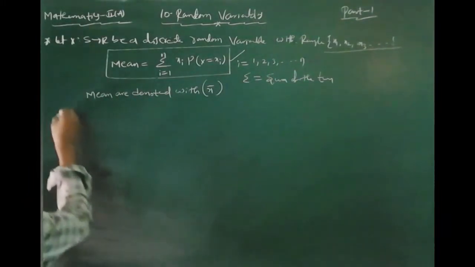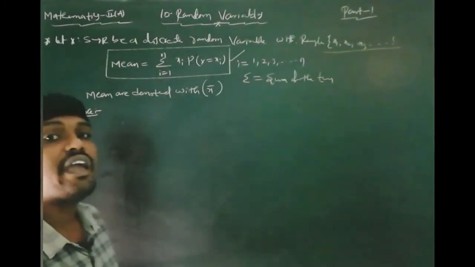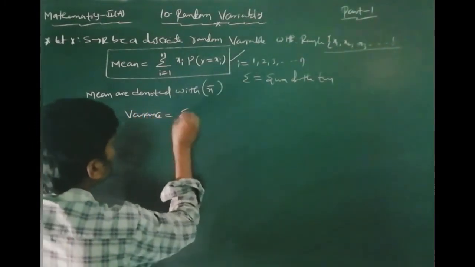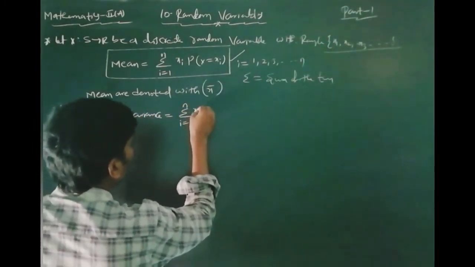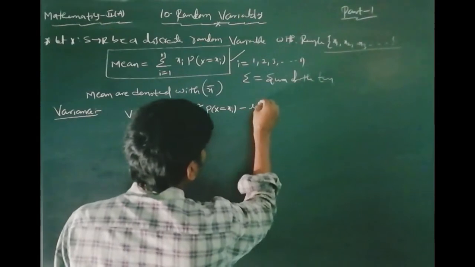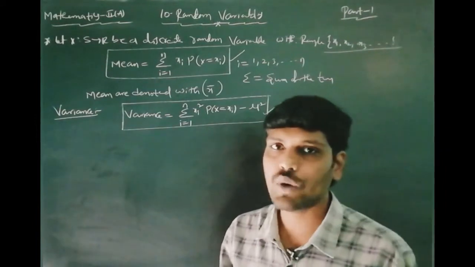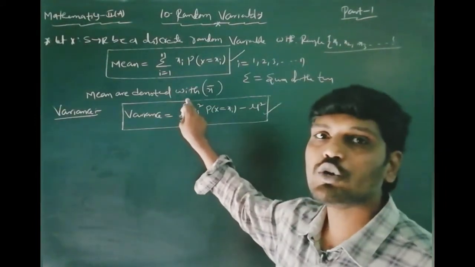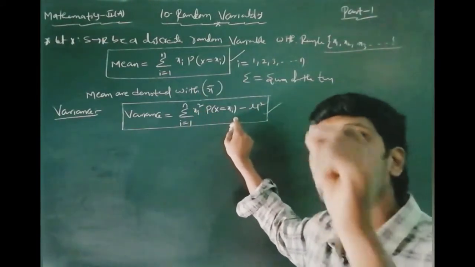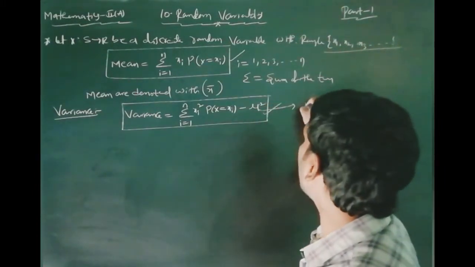After that, variance. What is the meaning of variance? Variance is equal to the summation of i equal to 1 to n of xi square into p of x equal to xi minus mu square. This is the variance formula. Here p of x equal to xi is the probability of x equal to xi, and here mu is the mean.